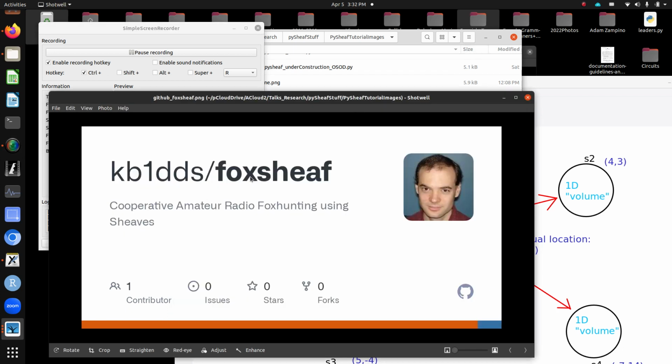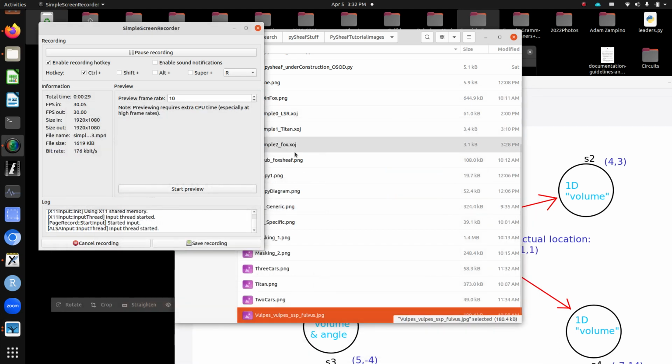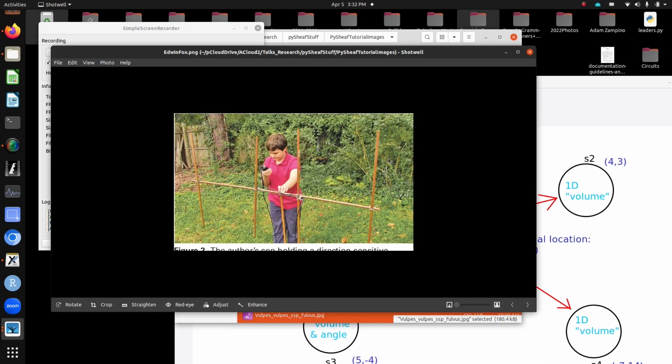You can go to the GitHub repo kb1dds/foxsheaf, and you can find a paper in there that explains all this. But here's a picture out of that article. Here's our kid, Edwin, who is also a ham, and he's got a little ham radio hooked up to this antenna. And so what he could do is he could transmit, and then you could go find him. So it's a hide and go seek.